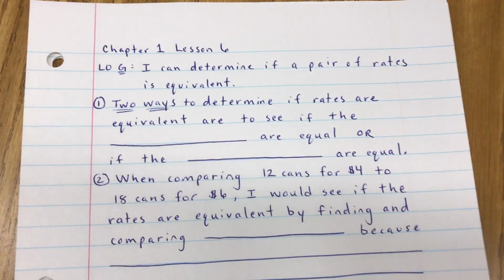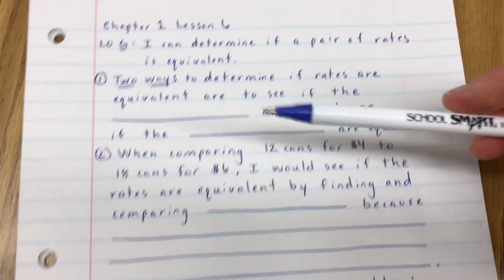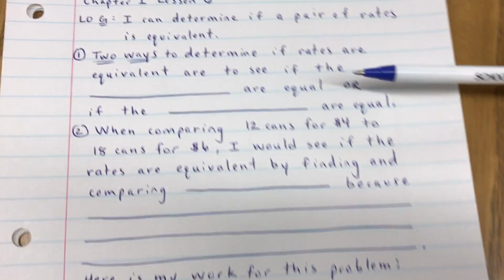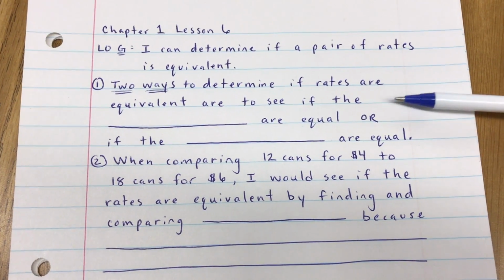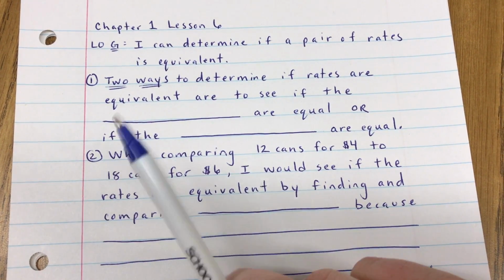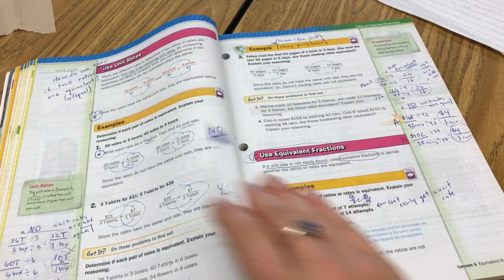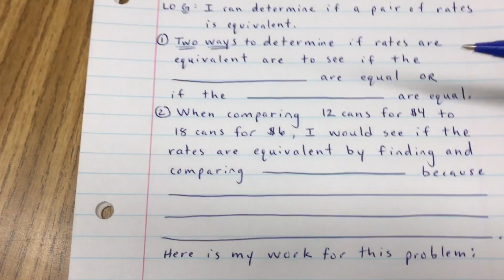So the reflection for lesson 6, I can determine if a pair of rates is equivalent, is 1, 2, and 3 here. For number 1, what are the 2 ways to determine if rates are equivalent? To see if the blank are equal or if the blank are equal. So remember, this was one way and this was another way if you need to look back in your book.